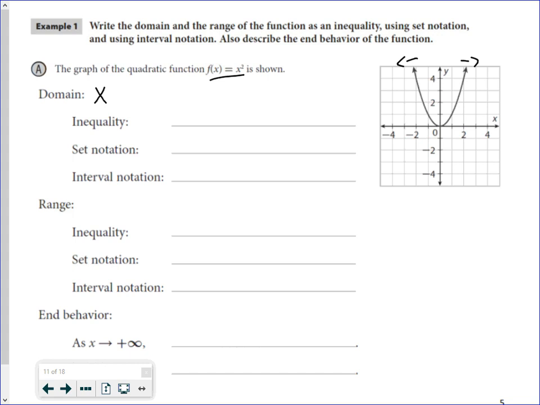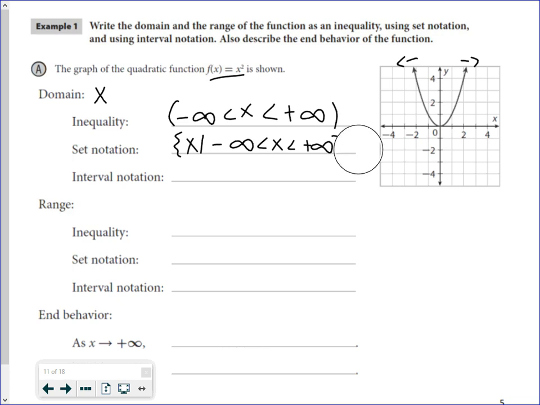So our inequality will be negative infinity is less than x, which is less than positive infinity. That's our inequality. Set notation, I'm not going to spend too much time on that. We just talked all about it. That's what it is. It should be a squiggly line out of parentheses. And interval notation, negative infinity to positive infinity with parentheses, since it cannot equal infinity.